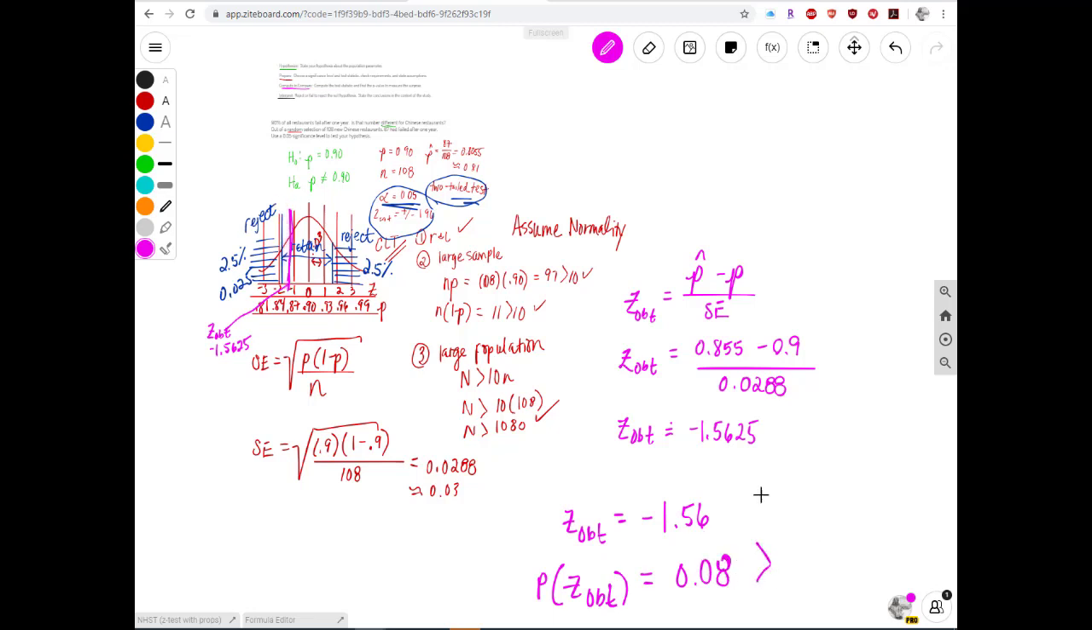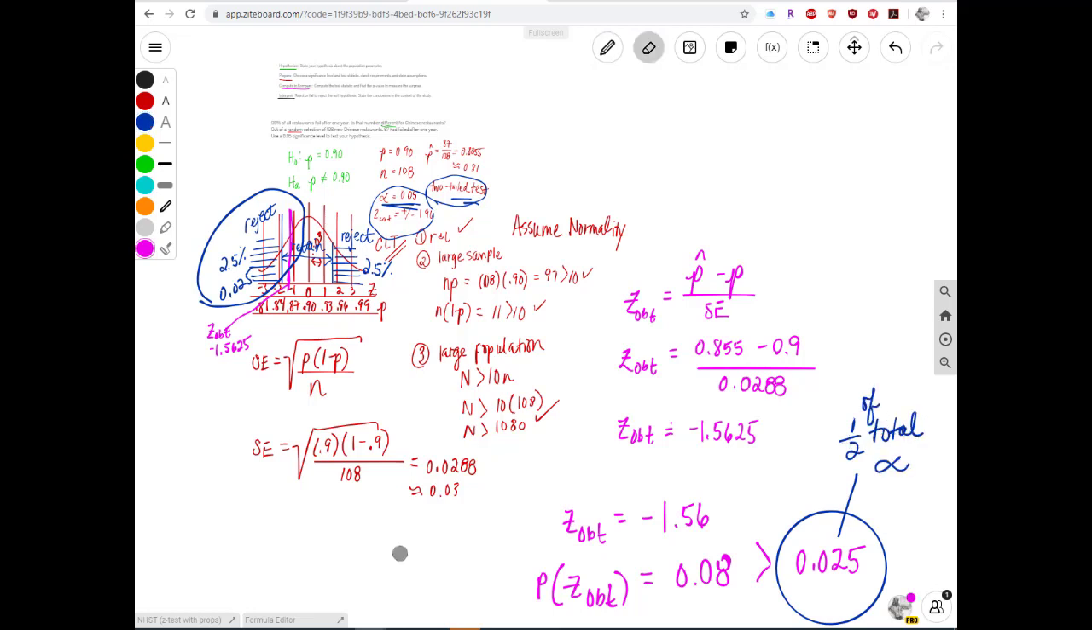This number exceeded our alpha of 0.025, which is this amount of probability that is on the left tail. This is 1/2 of our total alpha. So according to our calculations, there is not enough evidence to reject the null of no difference, so we must retain. Okay, so we retained because of this, and we retained because of this.